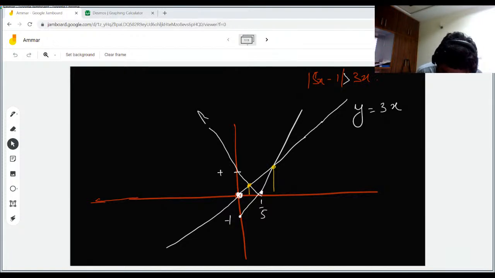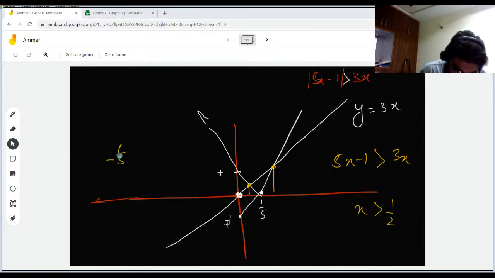So we put 5x is greater than 5x minus 1... 5x minus 1 is greater than 3x. So what do we get? We get 2x is greater than 1 and x is greater than 1 by 2. The other one that I have is minus 5.